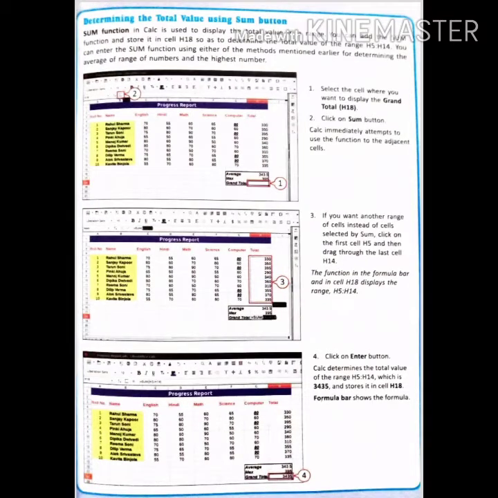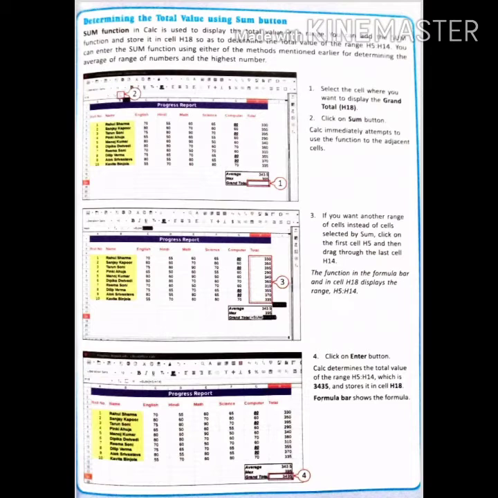Determining the total value using the Sum button. The Sum function in Calc is used to display the total value in a range. You can add the sum function and store it in cell H18 so as to determine the total value of the range H5:H14. You can enter the sum function using either of the methods mentioned earlier for determining the average of a range of numbers and the highest number.